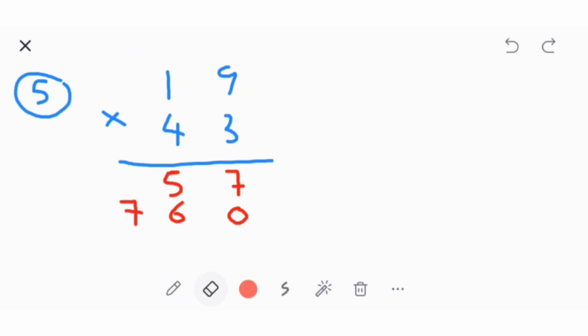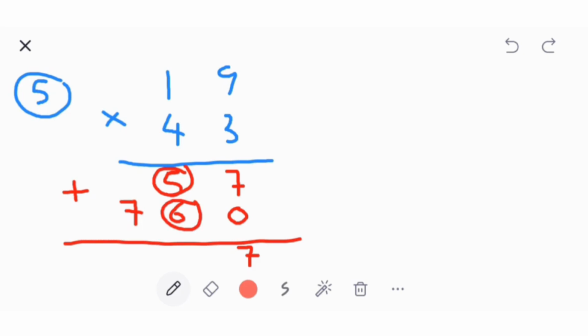Then all you do now is you add. 7 plus 0 is 7. 5 plus 6 is 11. You write 1, put 1 here. Then 1 plus 7, you have 8. So the answer is 817.